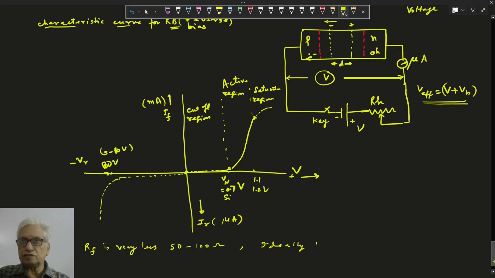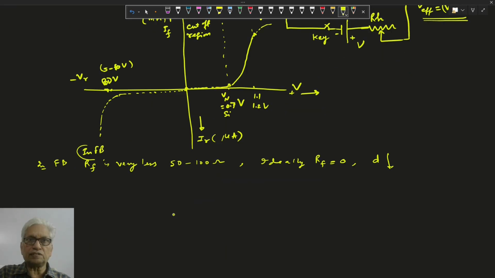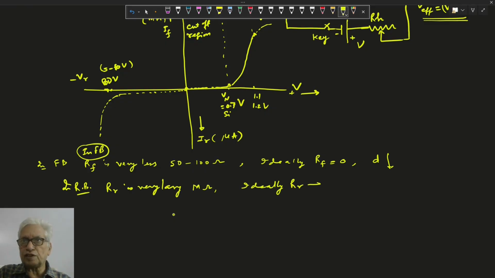Ideally, forward biasing resistance is 0 and the depletion width decreases in forward biasing. In reverse biasing, resistance is very large, of the order of mega ohms, ideally infinite, and the depletion width increases.